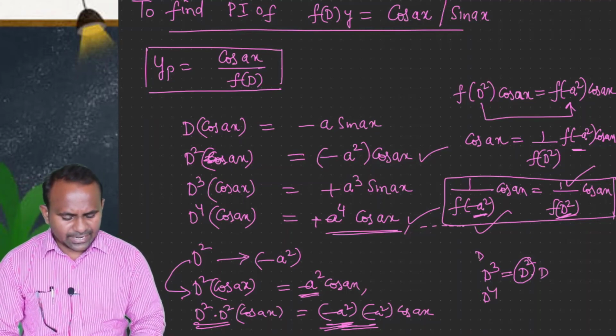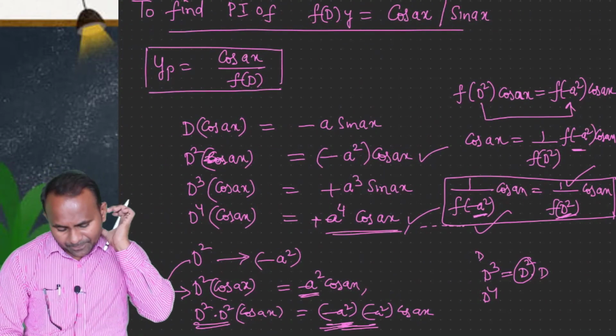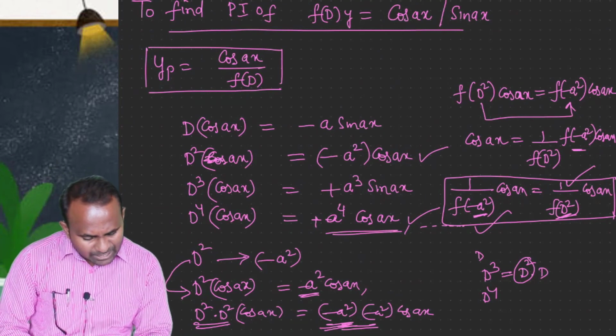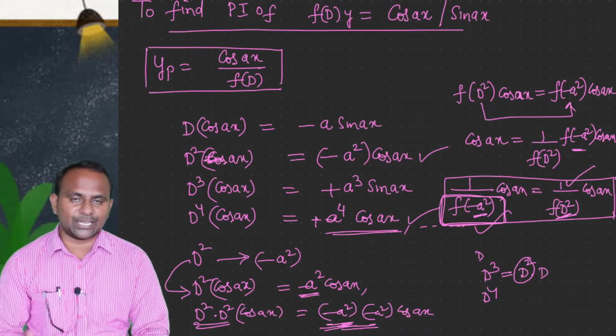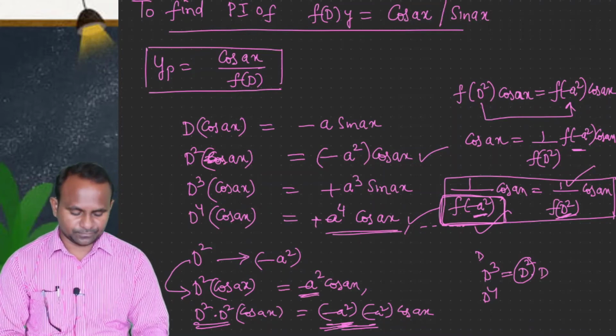So let us check for the failure case. This is all possible whenever the denominator, after that substitution, is not becoming 0. What happens if it is 0?